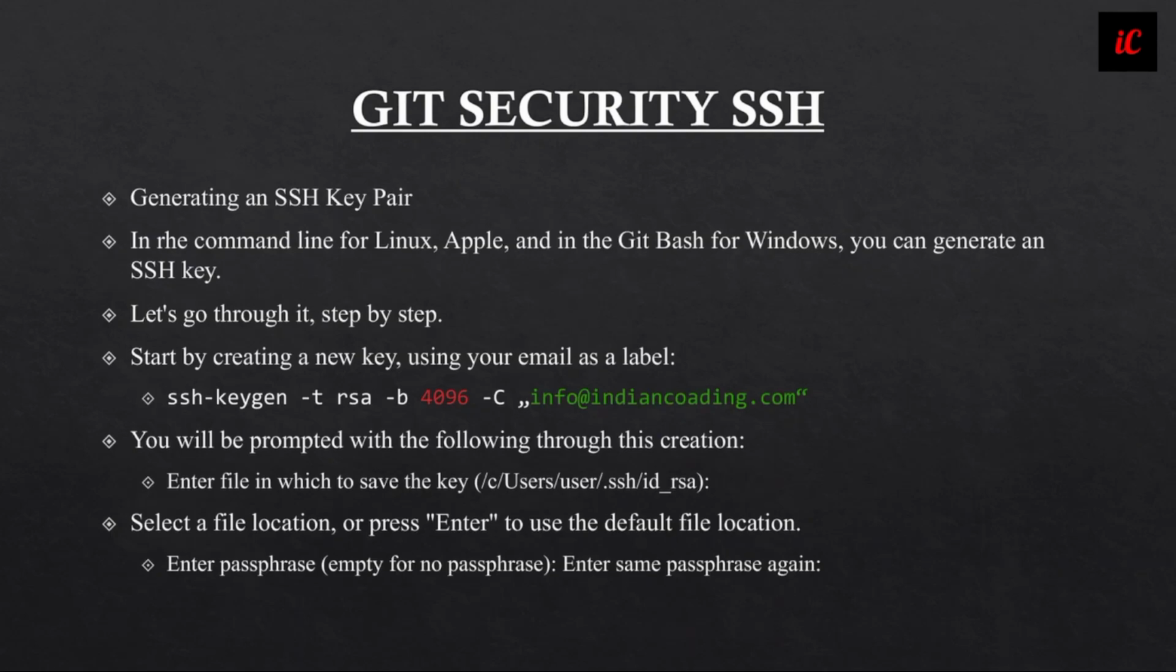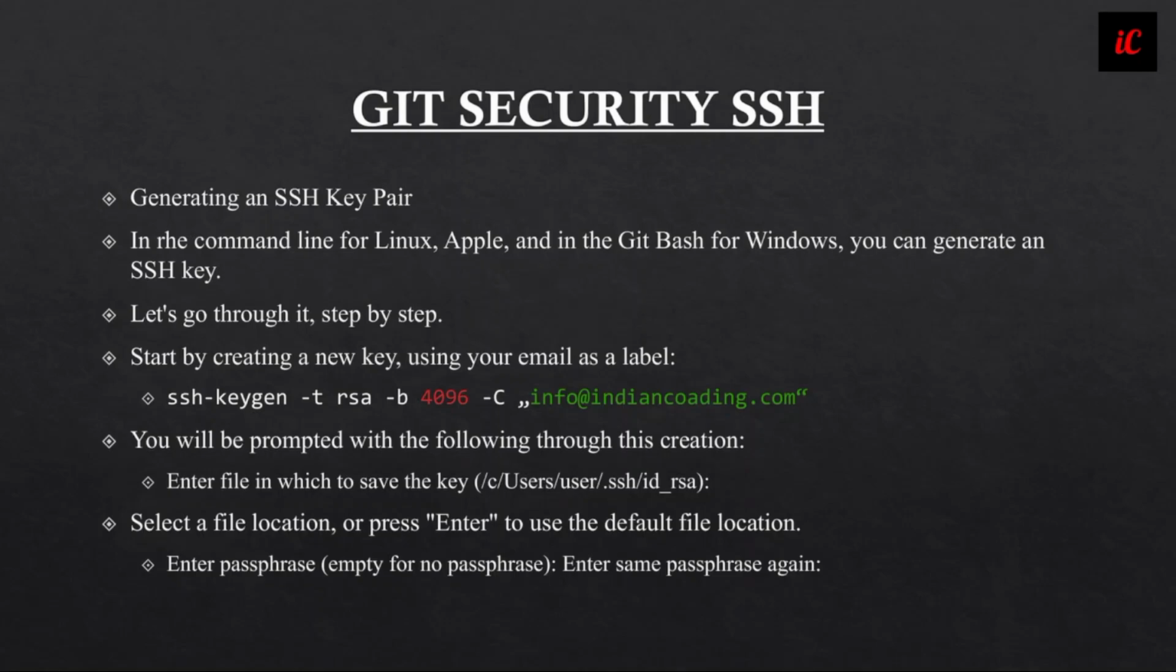So how do we generate this key? To generate it, we start by creating a new key using an email address as a label. For example, I have mentioned it here. If I want to create a private or public key, I have to mention the username for that file. Now you will be prompted with the following during creation. Enter the file in which you want to save the key. I have to give the path of that particular file, select the file location and enter it.